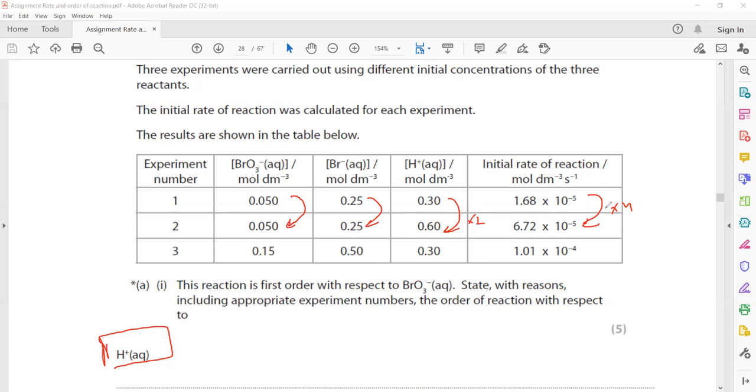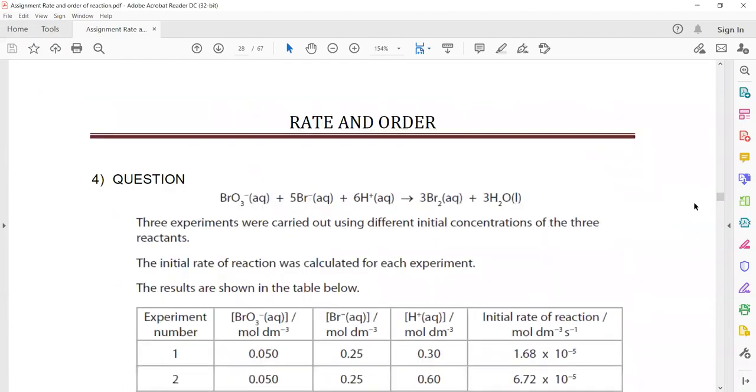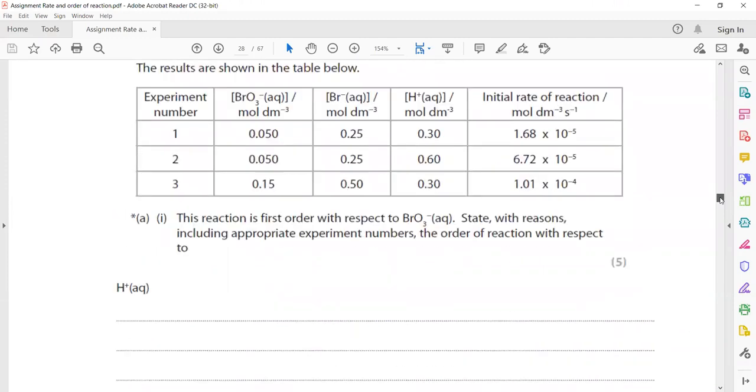So second order with respect to hydrogen ion. And for bromide ion, how we can work out? So we'll mention, compare experiment 1 with experiment 2. The concentration of hydrogen ion is double, the rate is 4 times, so it means it is second order.